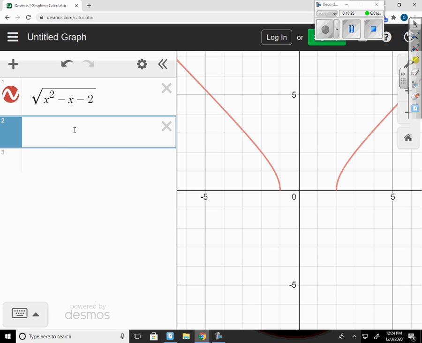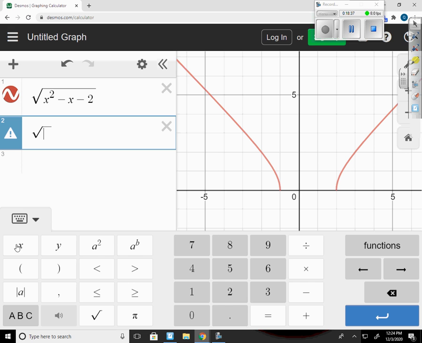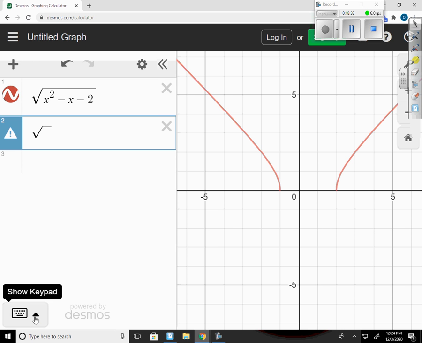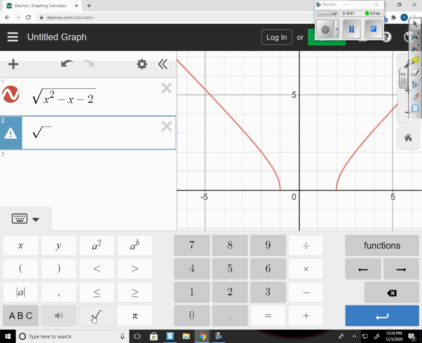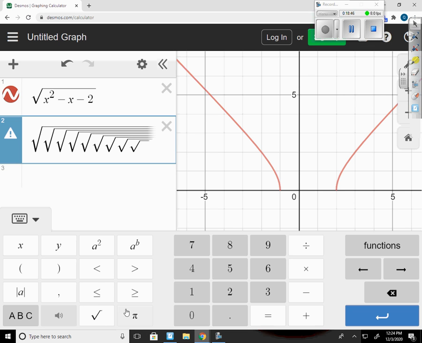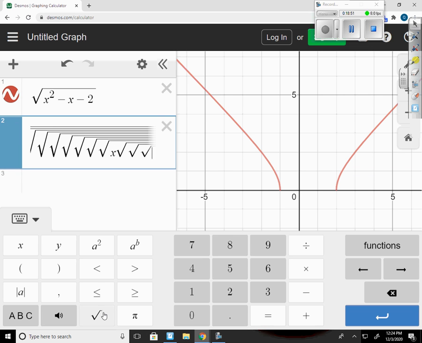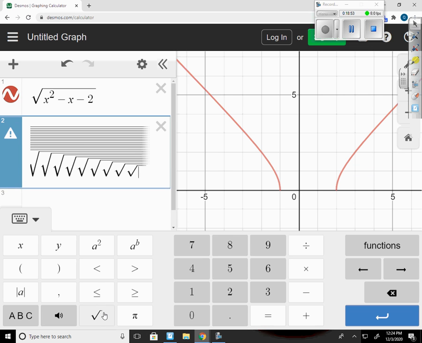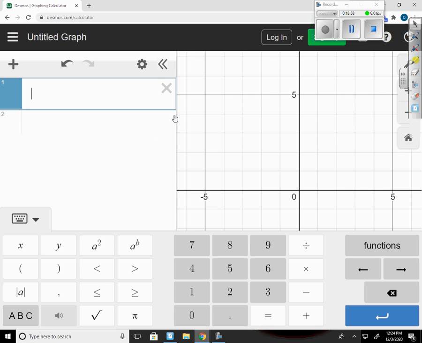Whenever you're doing the square root sign in Desmos, SQRT. Additionally, you see down here there's a little keyboard. If you click on that, it'll bring up a keypad that you could just click. It doesn't look like there's a limit here. That's crazy. All right.